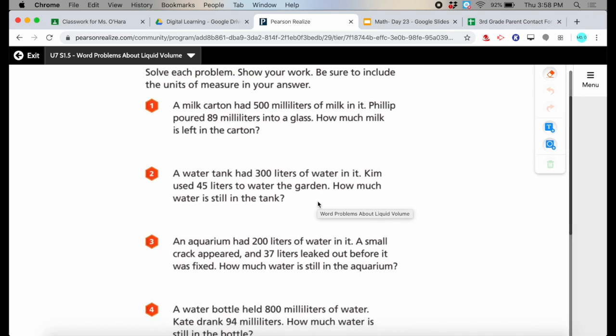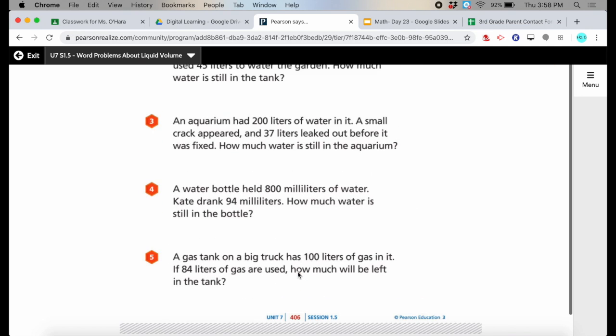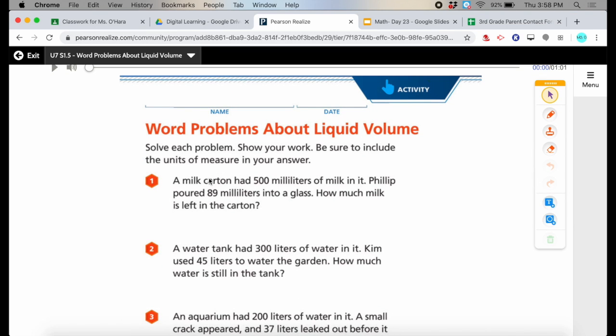And page 406 looks like this. And it's word problems about liquid volume. So the directions are solve each problem, show your work, be sure to include the units of measure in your answer. So I'm going to show how I would like you to complete the first one. So a milk carton has 500 milliliters of milk in it. Philip poured 89 milliliters into a glass. How much milk is left in the carton?